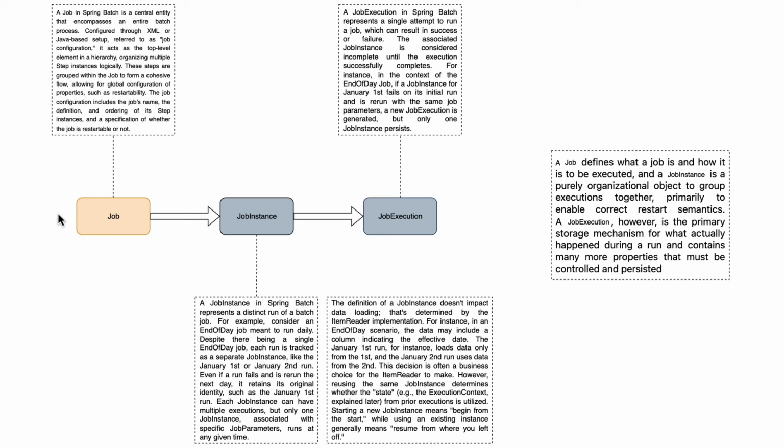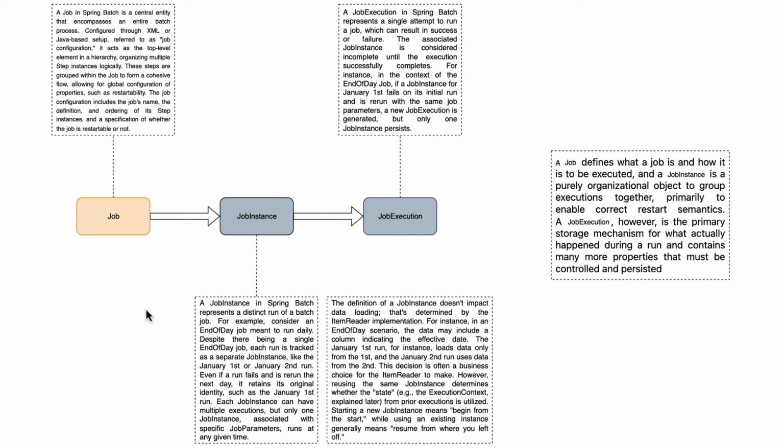These steps are grouped within the job to form a cohesive flow, allowing for global configuration of properties, such as restartability. The job configuration includes the job's name, the definition and ordering of its step instances, and a specification of whether the job restarts or not. Then, within a job, we have a job instance.